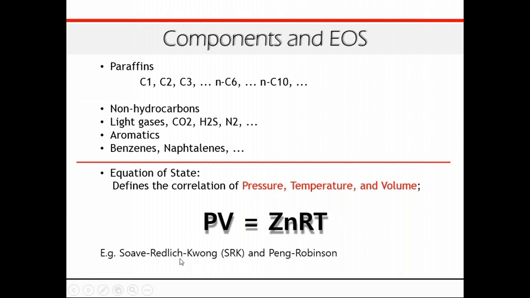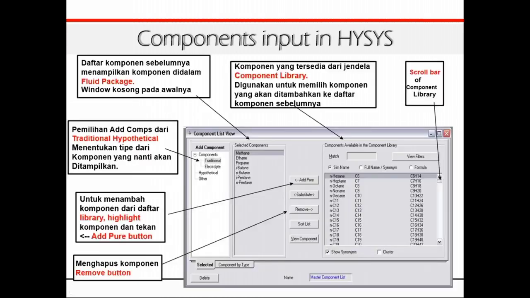We have different forms of them, which is Peng-Robinson. We also have the Soave-Redlich-Kwong, as in SRK. Yeah, tongue twister. Alright, so this is what our component inputs in HYSYS look like.